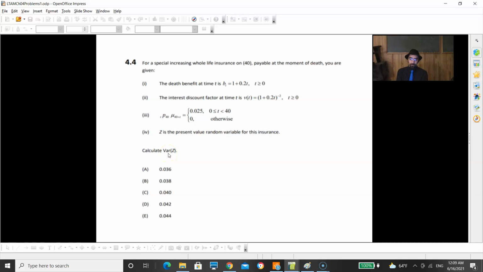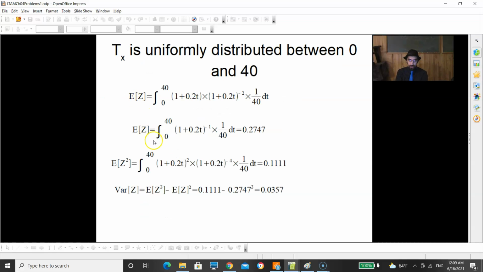And you want the variance of Z. So variance is mean of the square minus square of the mean. You should recognize that. And we just need our standard variance and expectations of stuff involving time-varying insurance. Death benefit times discount factor times probability density of dying, all integrated over the appropriate region. Crunch the numbers, get an answer for the expectation of Z squared.